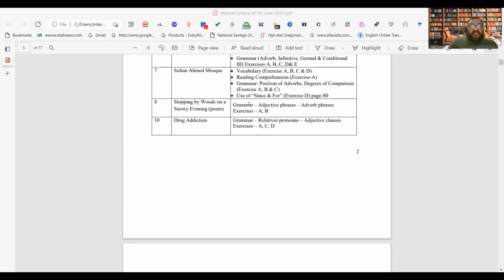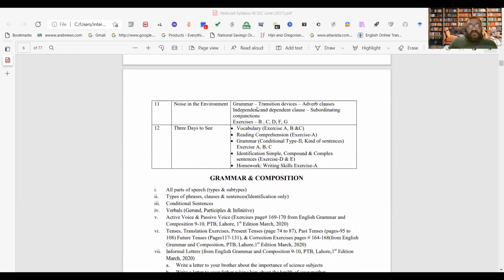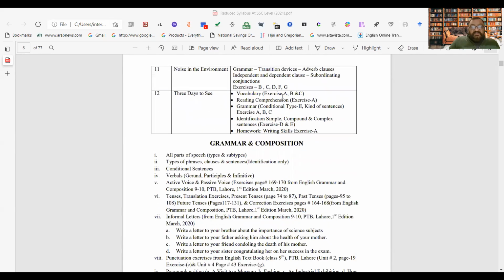Use of since, for, exercise D. Number 8, Stopping by Woods on a Snowy Evening, poem; grammar, adjective phrases, adverb phrases, exercises A to D. Drug Addiction: grammar, relative pronoun, adjective clauses, exercises A to C, A to D. And 11, Noise in the Environment: grammar, transition devices, adverb clauses, independent clauses, subordinate conjunctions, exercises B to G.